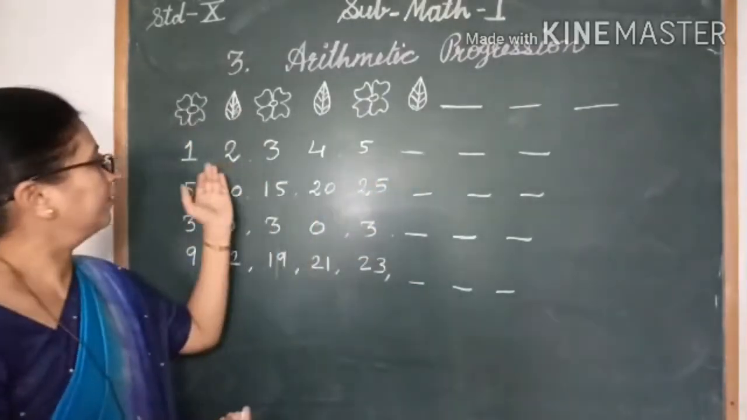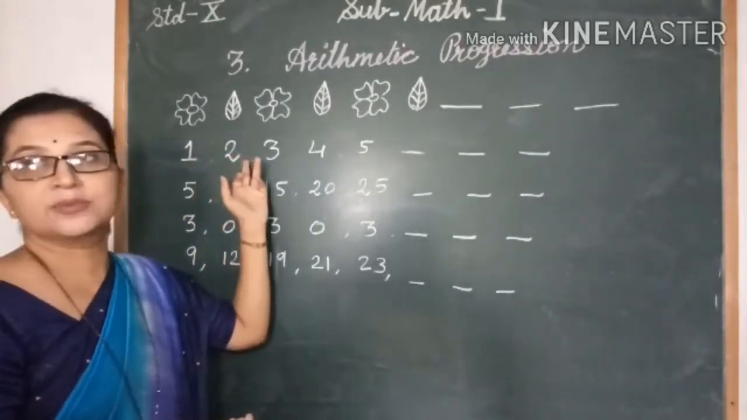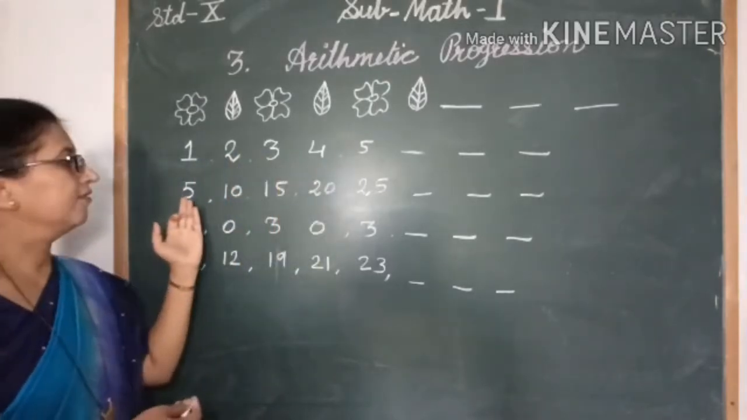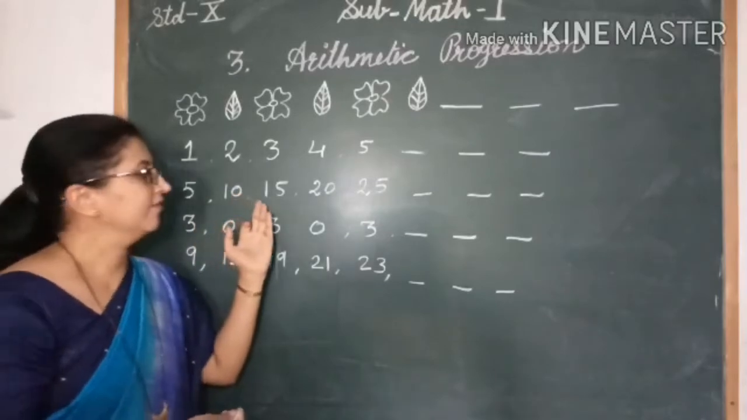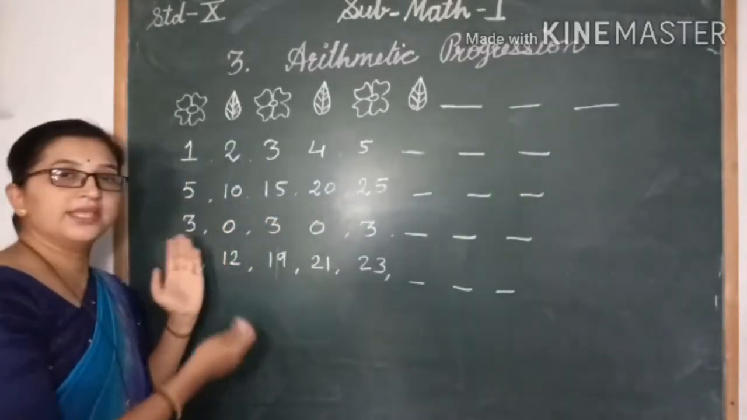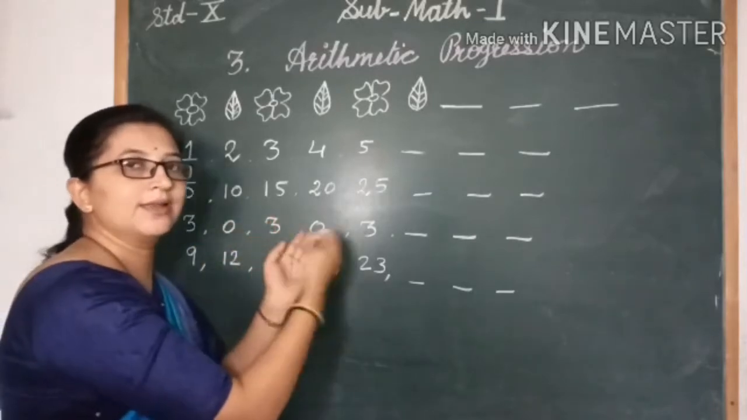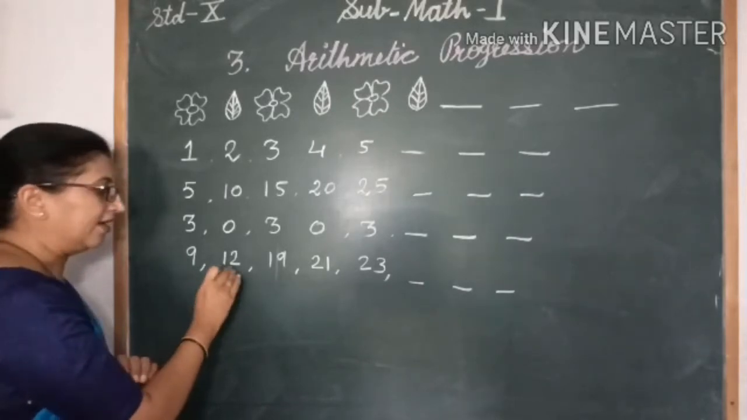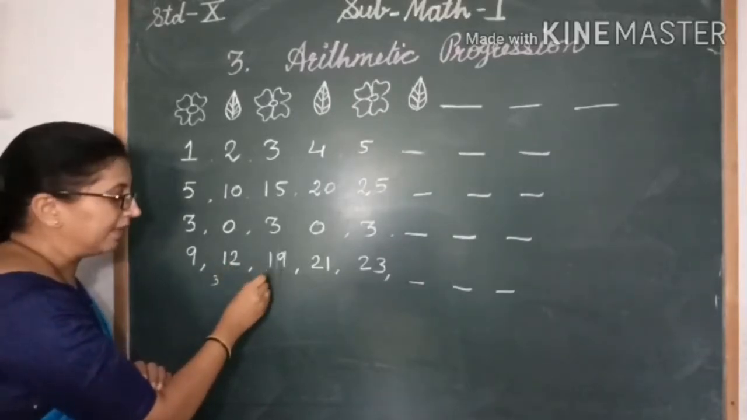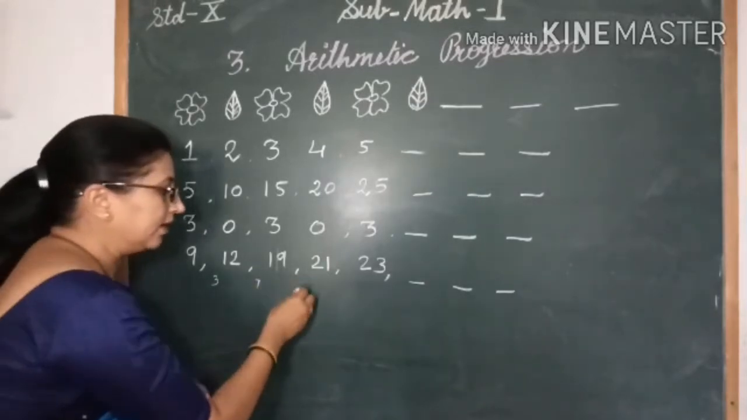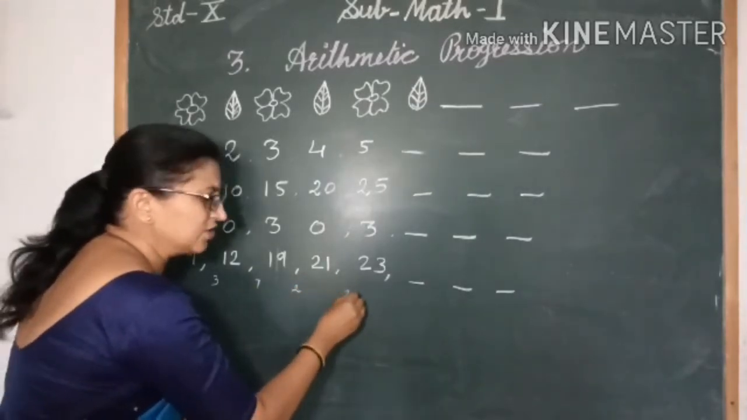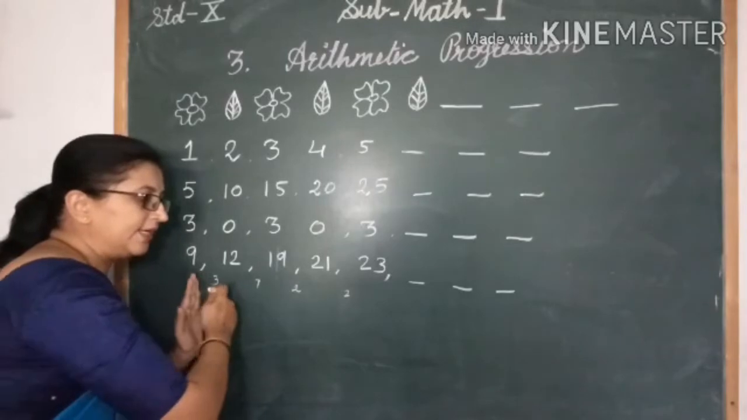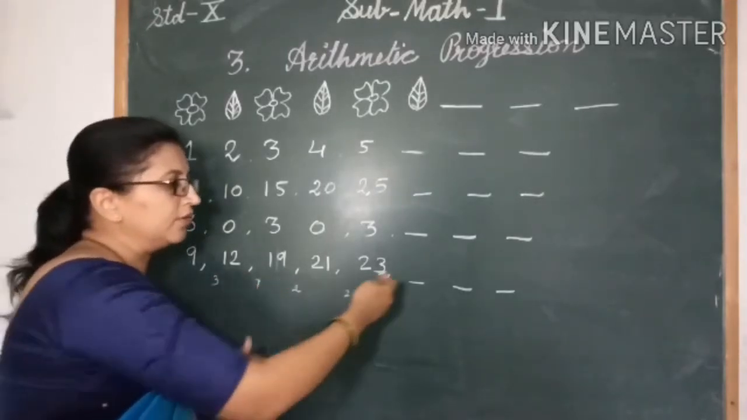For your example here, each number is increased by 1. So 1 plus 1, 2, 2 plus 1, 3 and so on. Here 5 plus 5, 10, 10 plus 5, 15 and so on. Here there is a pattern 3, 0, 3, 0. These are alternate. But here after 9 you are getting 12 by adding 3. Then after 12 you are getting 19 by adding 7. Then here by adding 2, then here again 2. So first added 3, then 7, so it is not a constant. So you are unable to give the answer of this.